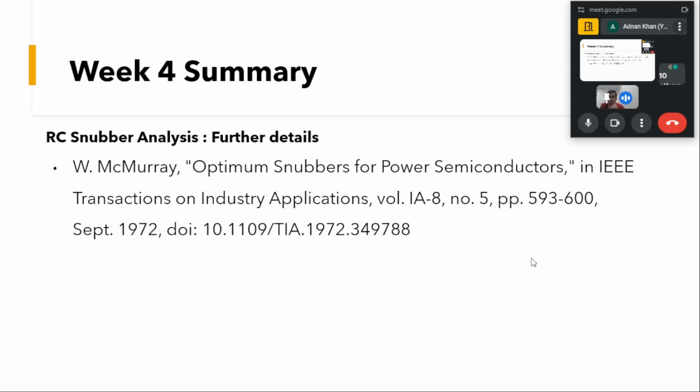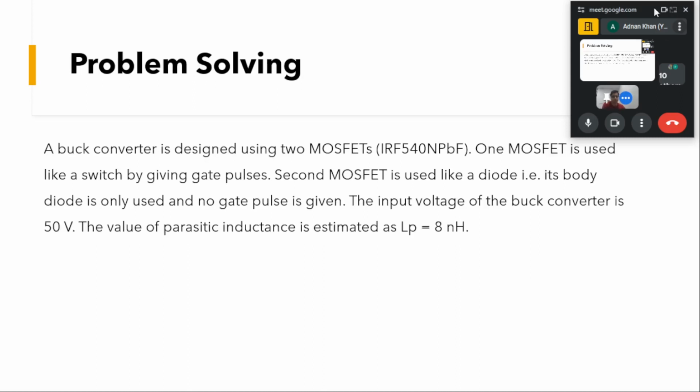Now we shall go through the problem solving session. So this is our first problem, and we shall take a break for 2-3 minutes, and join from 4:20 and start the problem solving session.